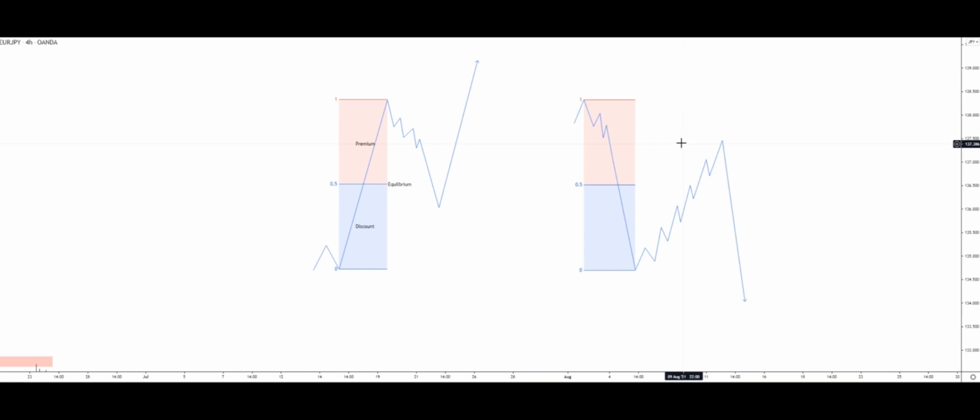And when we include this Fibonacci tool with the supply and demand, the discount and premium sort of relates to supply and demand. So if you understand supply and demand, this is simply supply and demand, right? So when you see the prices ranging, you'll notice it says equilibrium a lot.